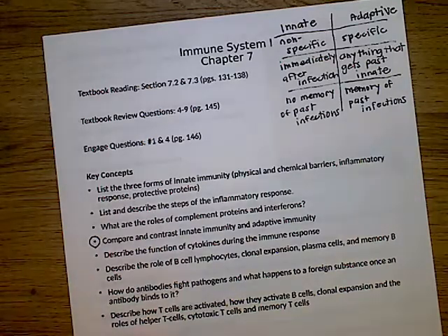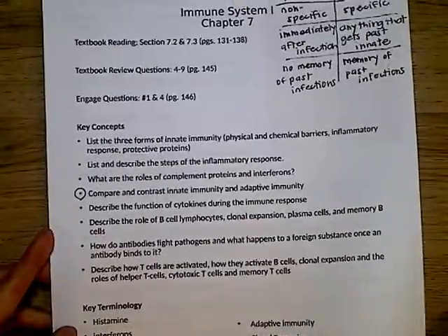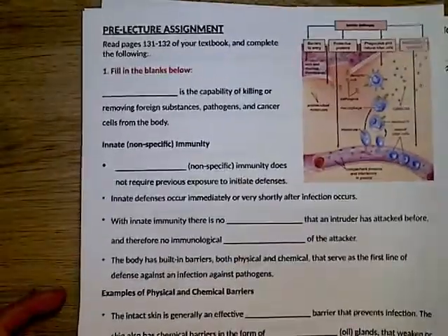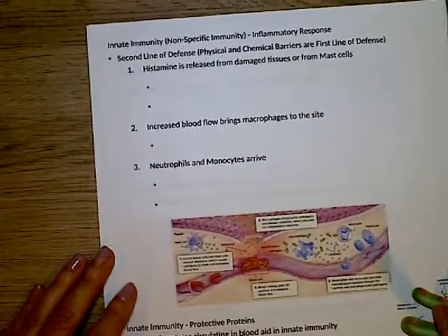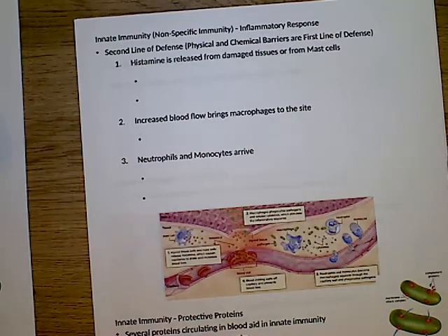So for our question of the day, how are antibodies used in medicine? Which, as always, we'll get to later. We're not going to go through any of this today. We're going to jump straight into innate or non-specific immunity. So remember, this is your first line of defense, kind of like your fences, locking your doors, having cameras at your front door, relating this back to your house.